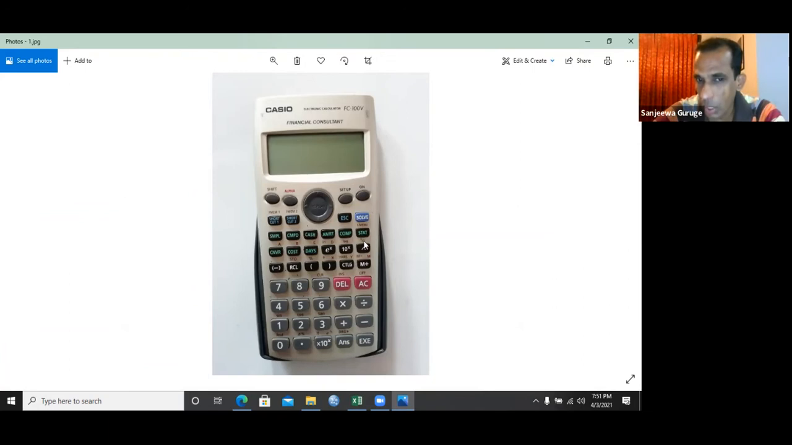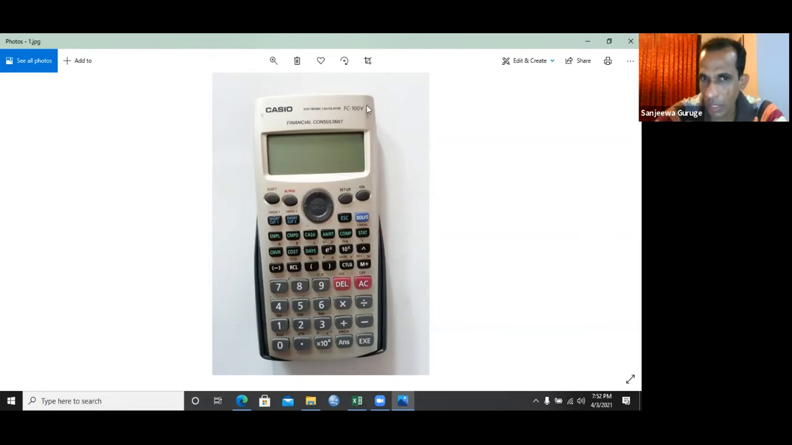So if you want to calculate the square root, you need to put 2 first, then shift and this sign. And those who have the 200V, I think the function is a little different. There the square root function sign is directly there, right? I think it's as a second key on some other main key, not here.